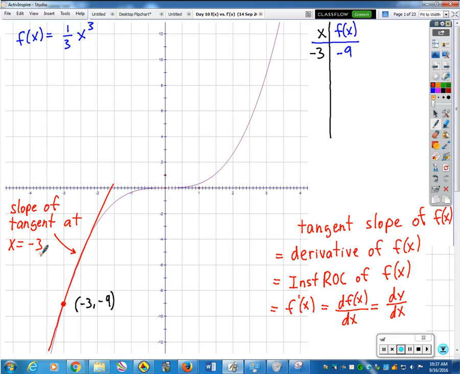Now, it gets tiresome to write out all the words. The slope of the tangent, technically you should say the tangent of f of x, at x equal negative 3. So the symbol is simply f prime at x equal negative 3. So this symbol means the slope of it. So here's the function f. The prime means the slope of f. This means at negative 3.